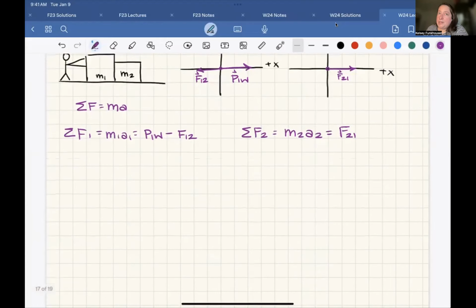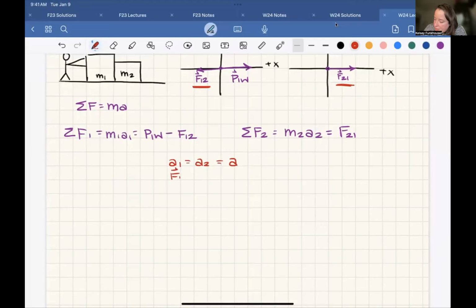Okay, and there's a few things to note. First of all, these crates are in contact with each other, and when objects are in contact with each other and maintain that contact, they have the same acceleration. So acceleration 1 equals acceleration 2, and we're just going to call it A for acceleration. The other thing is last lecture you learned third law pairs, action-reaction pairs, and that is what these two forces are. They're action-reaction pairs.